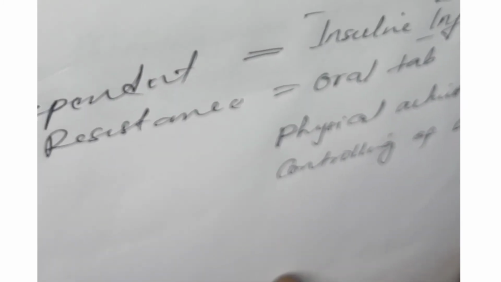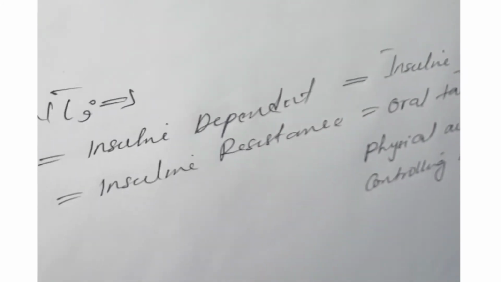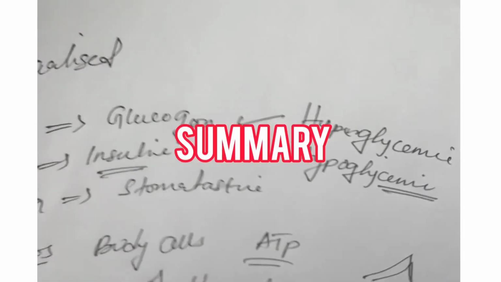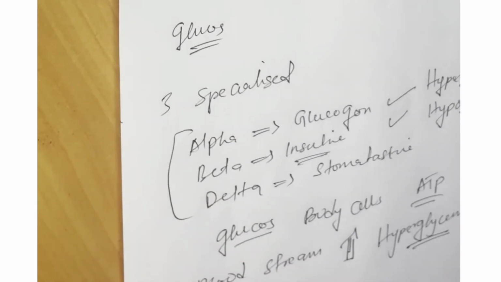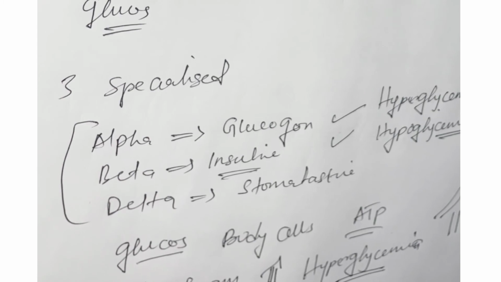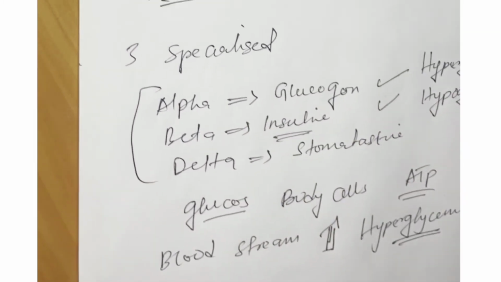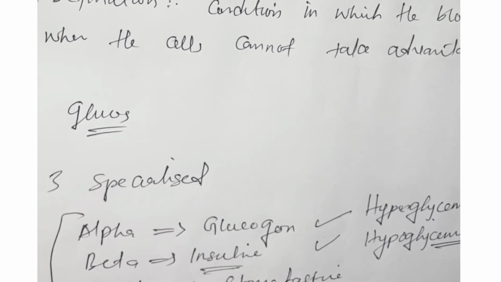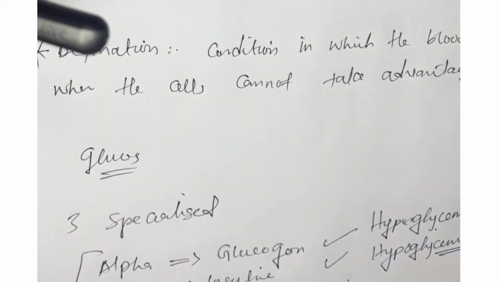So this is it in all. This is a brief about diabetes mellitus. I would just like to have a recall of what I have done. In summary, we have 4 parts: introduction, pathophysiology, lab findings, and treatment. In the introduction, we defined diabetes as a condition in which the blood glucose level is high, while the body cells cannot take advantage of the blood glucose.